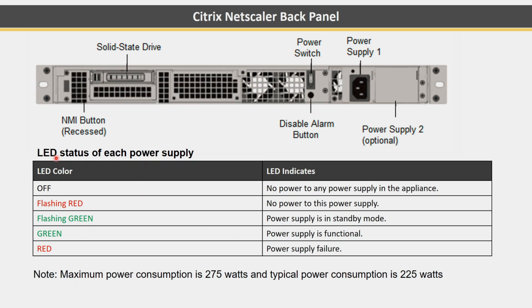So now we'll talk about the LED status of each power supply. If it is off, you don't see anything. If it is flashing red, there is no power in the power supply. That's very important. If it is flashing green, the power supply is in standby mode. If it is green, it is properly working. Generally what happens is it will go to standby and then become fully functional. And if it is always showing red, meaning not flashing, it's a power supply failure, meaning your power supply has failed. You need to call Citrix support and they will ship you a new one.